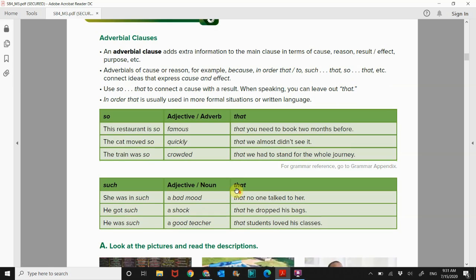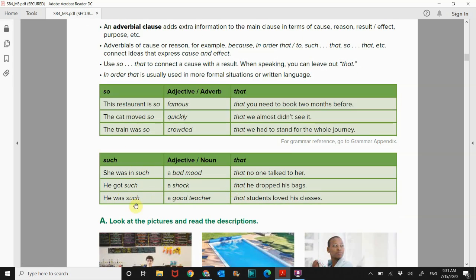All right. So, and then here is such. She was in such a bad mood. He got such a shock. He was such a good teacher. All right. Once again, this is connecting cause and effect. So these are the examples.